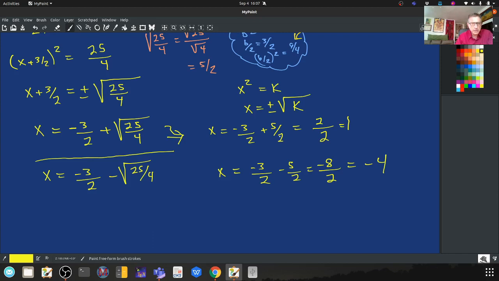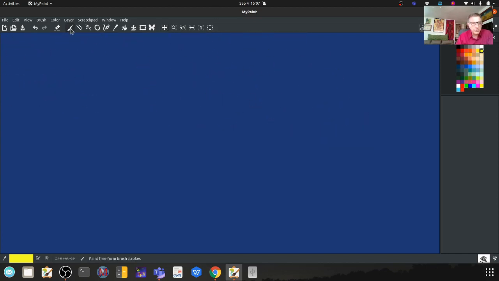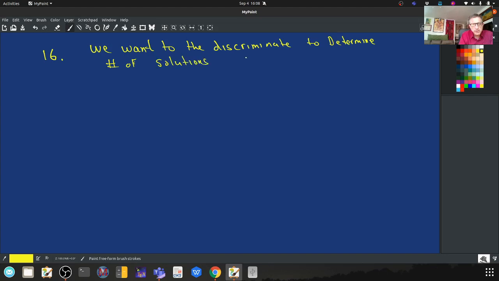Now, the next problem we're going to do has to do with the discriminant. This is the discriminant test. It's problem number 16. We want to use the discriminant to determine the number of solutions and the type, meaning what set of numbers those solutions reside in.